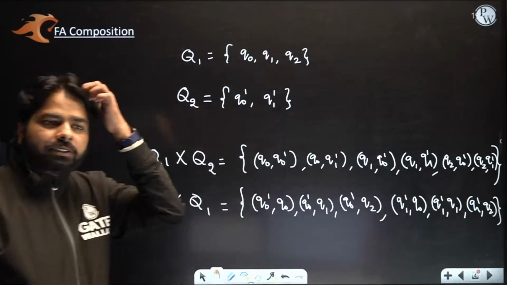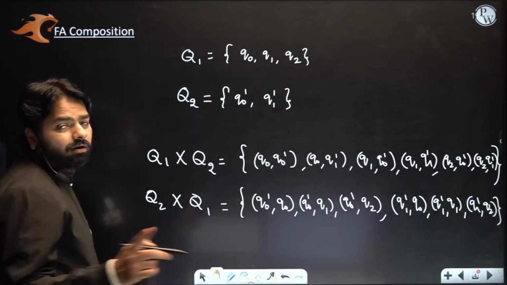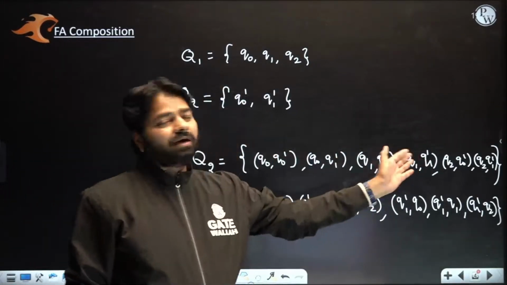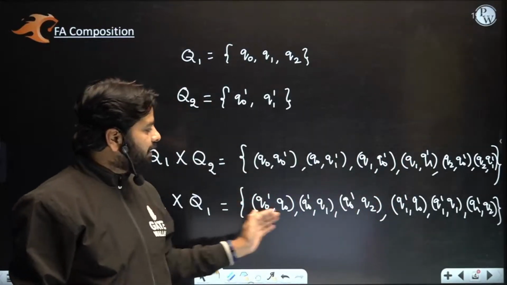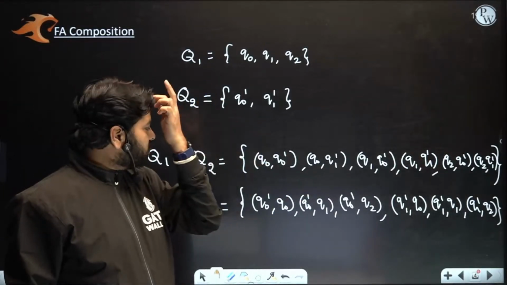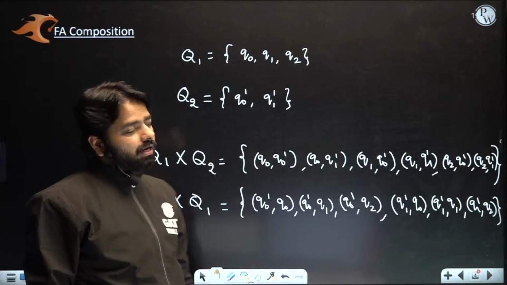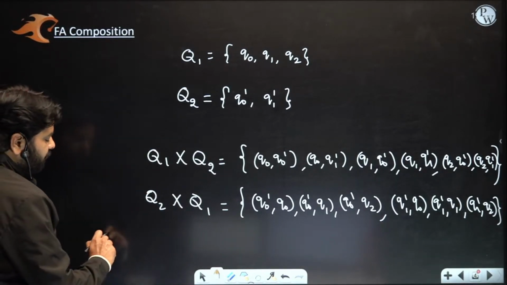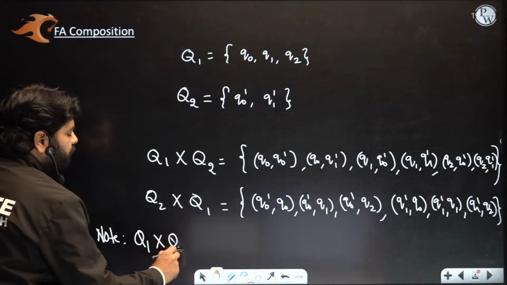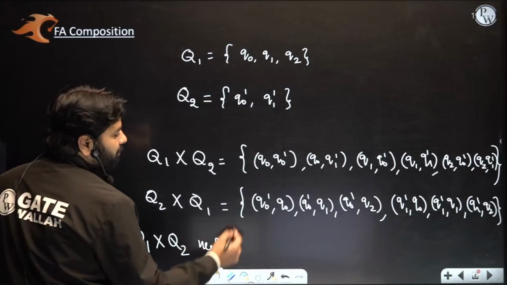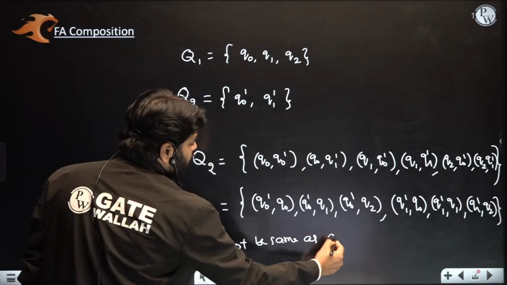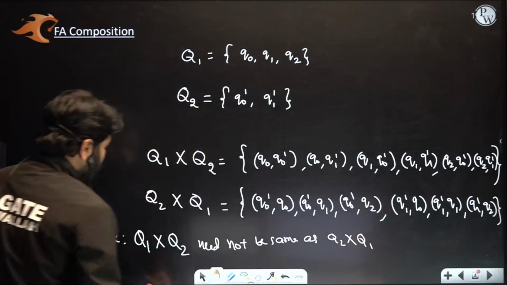Also remember this point: Q1 cross Q2 need not be equal to Q2 cross Q1. Even though we have 6 pairs here, that means 6 elements here and also 6 elements here, they are not the same, because Q1 and Q2 are not the same. So Q1 cross Q2 is not equal to Q2 cross Q1. That's the first note: Q1 cross Q2 need not be the same as Q2 cross Q1.